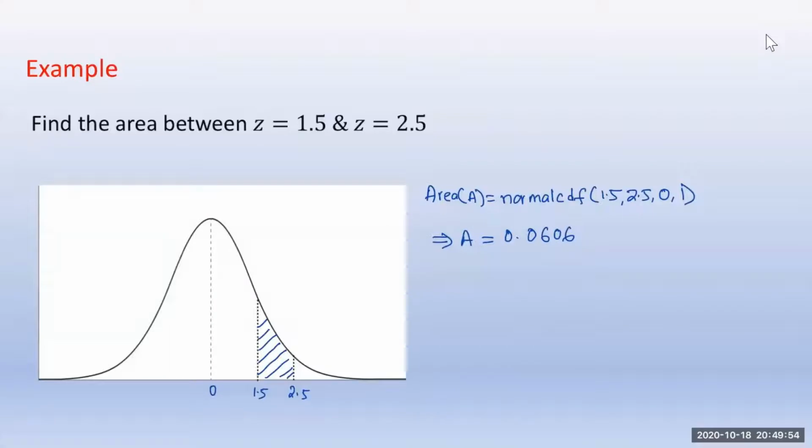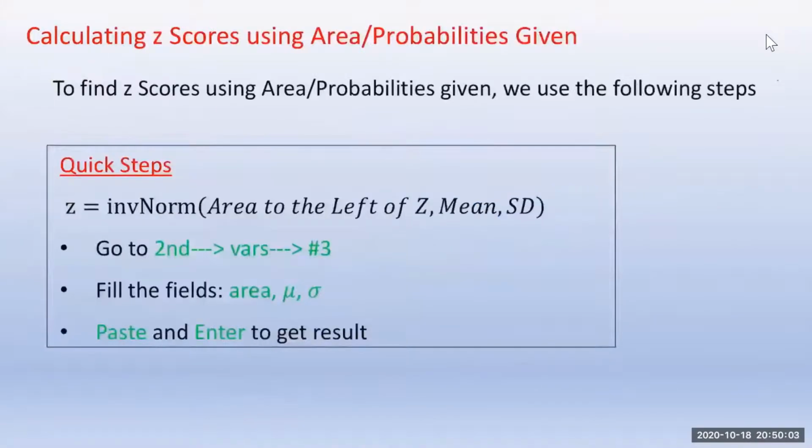So far, we learned how to find the area to the left, to the right, or in between the z-scores. Now, we are going to learn how to calculate the z-scores when the area or the probability is given. So here we have the quick steps. In order to find the z-scores when the area or the probabilities are given, your z-score z is equal to inverse normal. Now we'll be using inverse normal in our calculator.